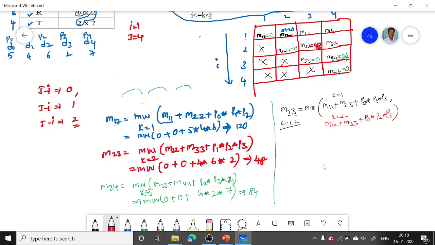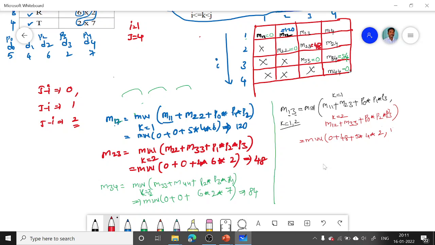Okay, so now find the values. So minimum of, we know M11 is 0 plus M23, earlier we calculated. What is that? 48 plus, so what is the P0 value? 5 into, what is the P1 value? 4 into, what is the P3 value? 2, comma. One more we have M of 1 2. We know the value of M of 1 2.